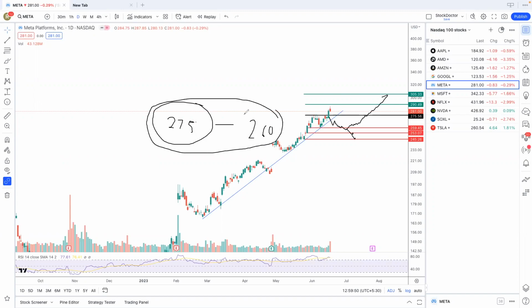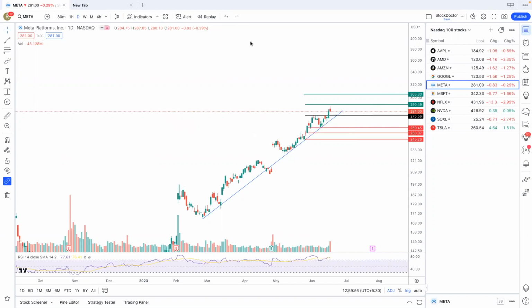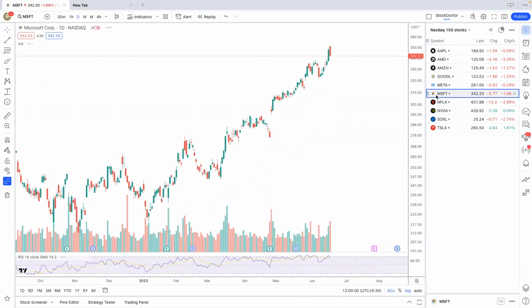If it is trading in this area for a long time and then again goes up, then one should hold this. If it breaks below 260, then one should think of taking some profit. Next is Microsoft.